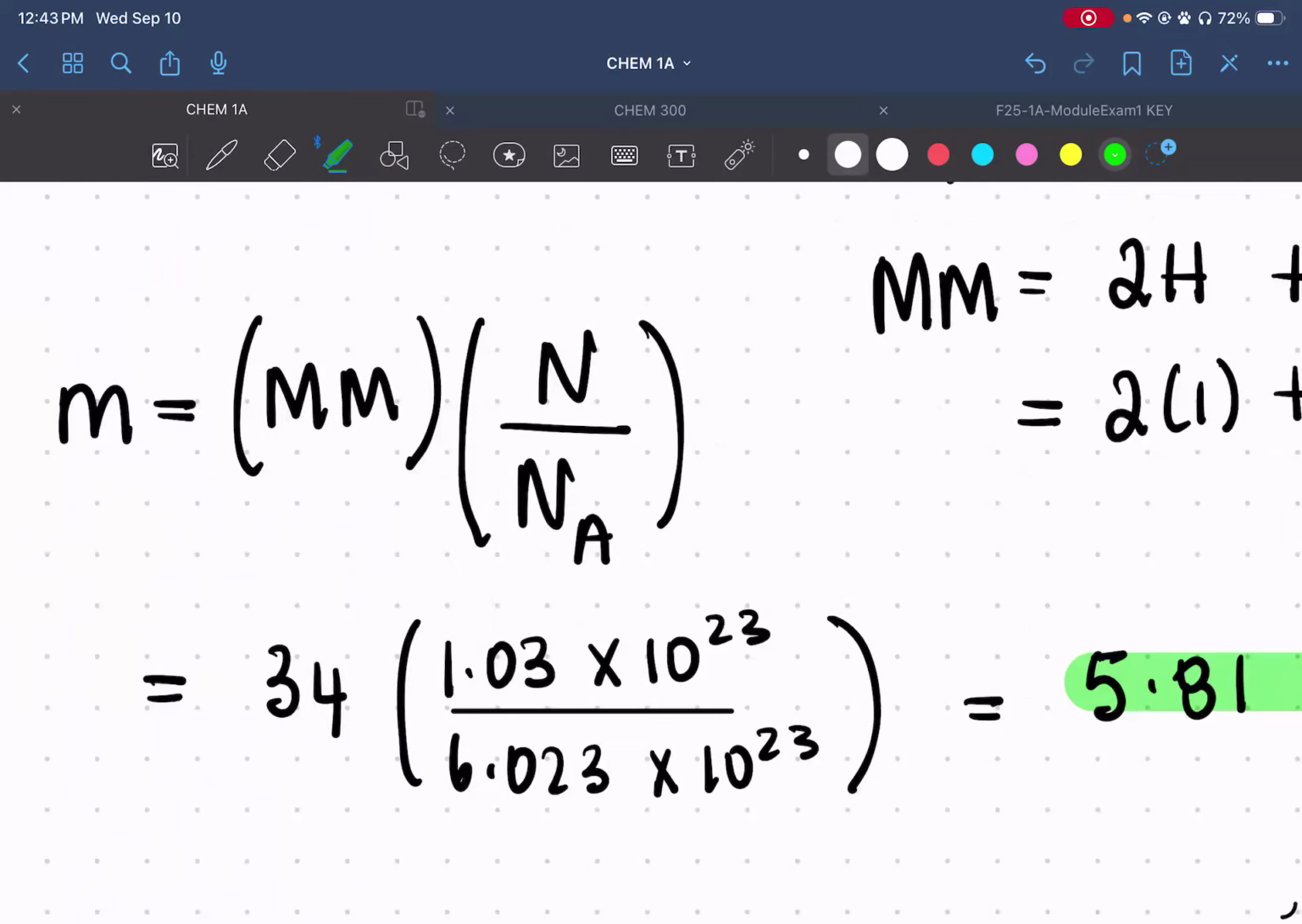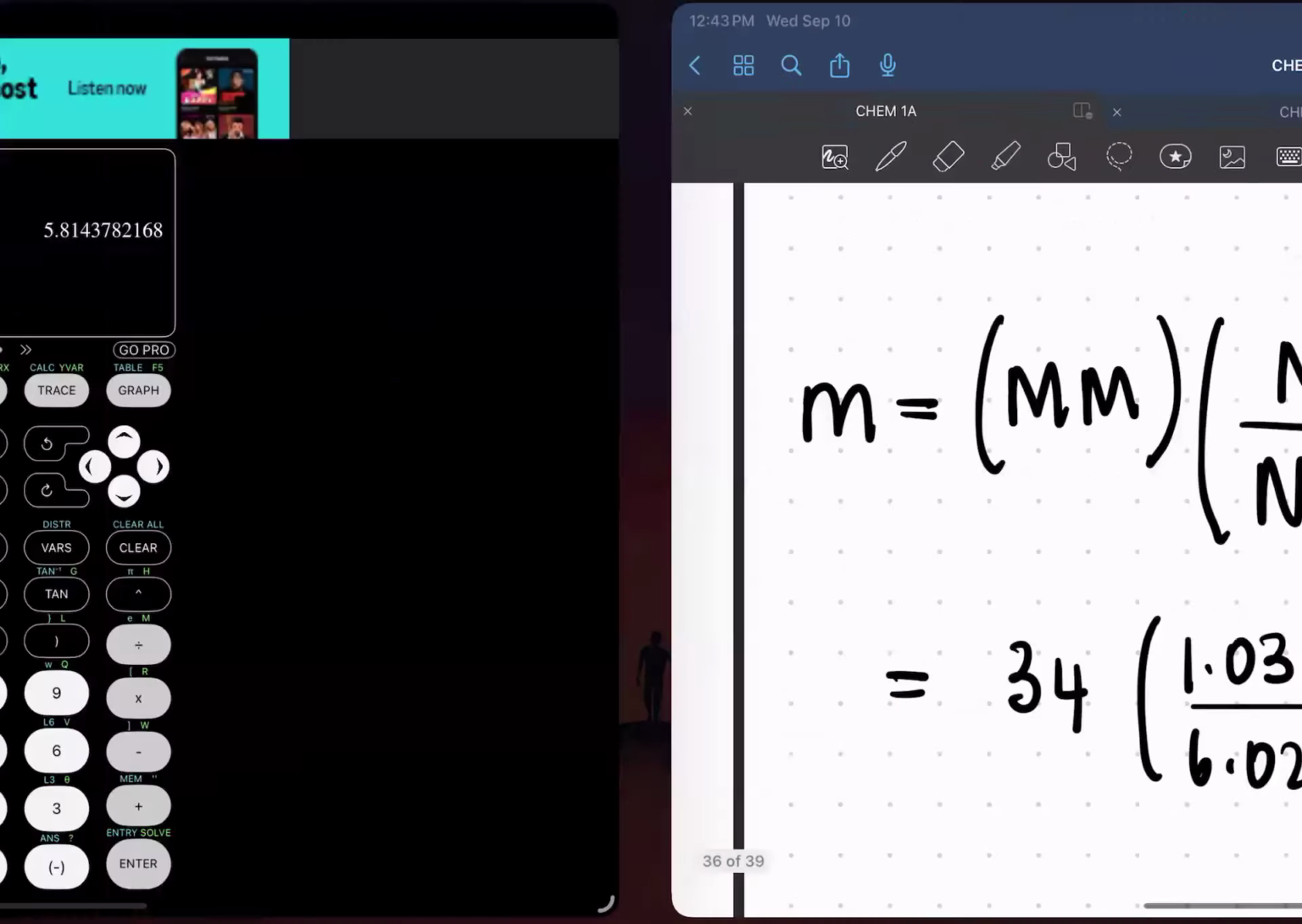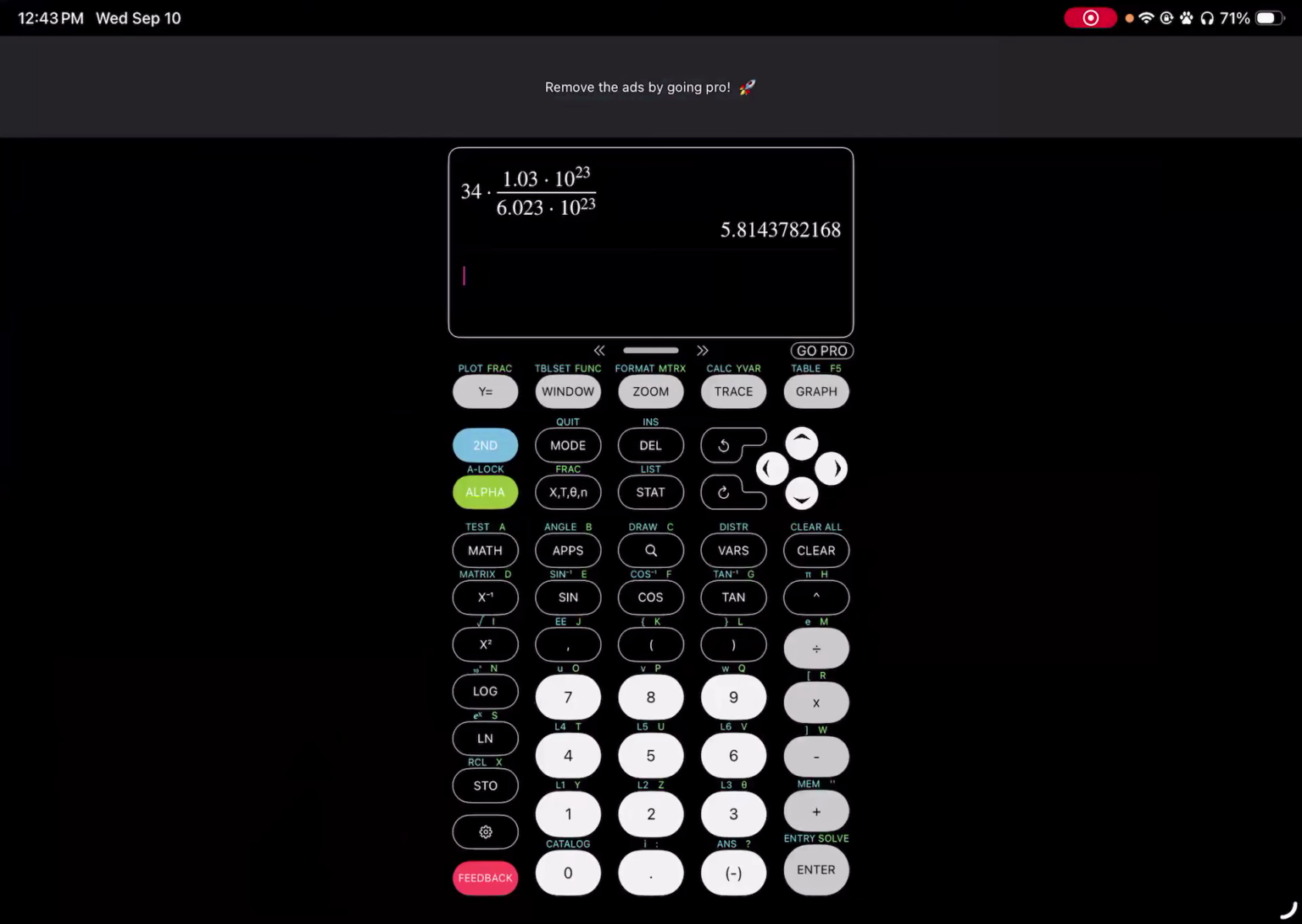Yes, so the fraction over here tells us we'll be doing 34 times this entire fraction, which is exactly what I put into my calculator. Is that what you're asking?